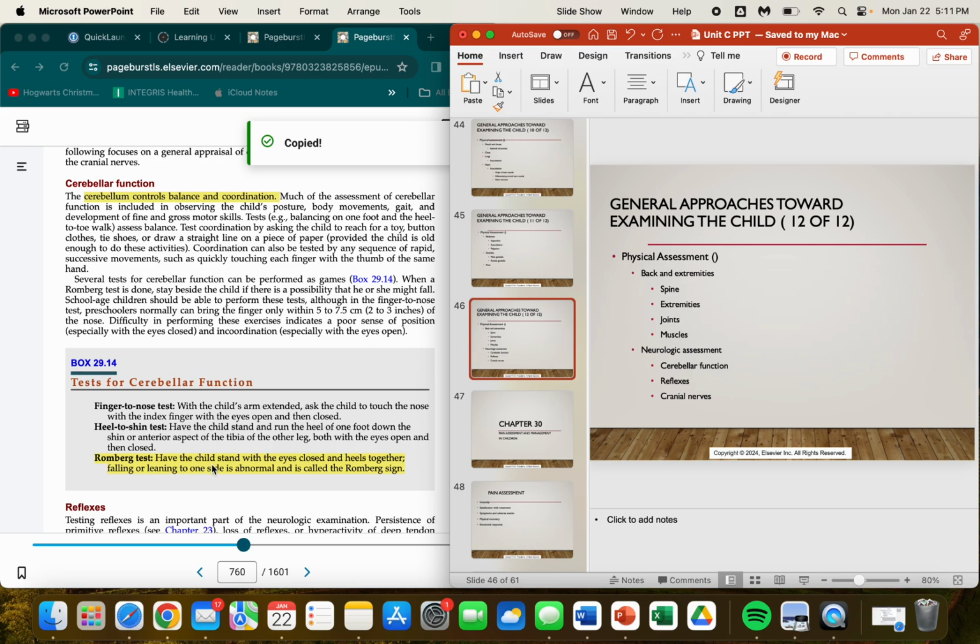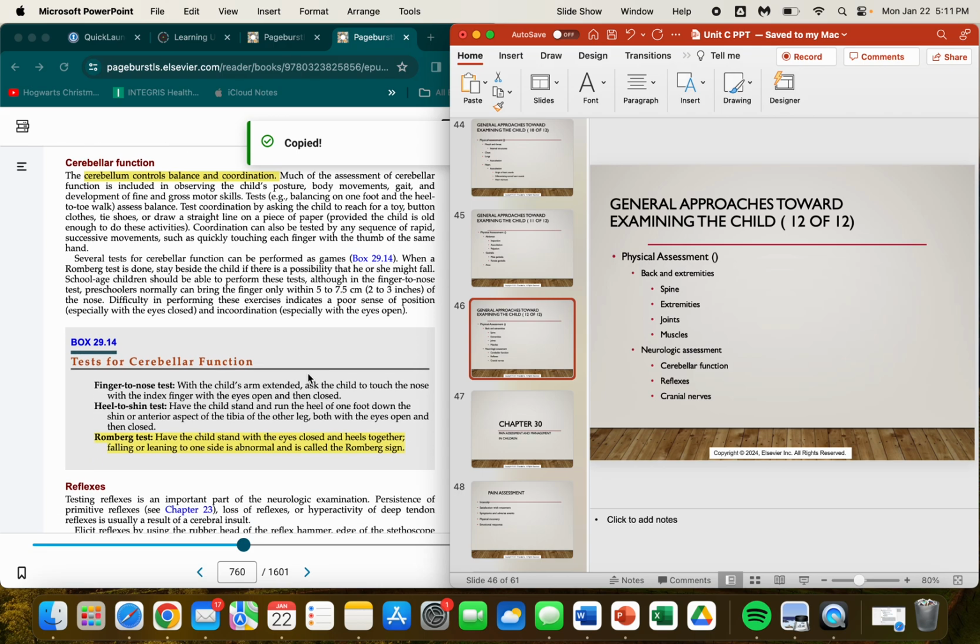If they have the child stand with their eyes closed, heels together, and they fall or lean to one side, it is actually considered abnormal. So that's something they would want to dive a little further into.